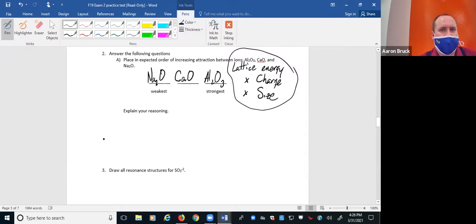Yeah, with a +3 charge is going to be the most attractive because it's got the largest quantity of charge. Calcium would be next with a +2 charge. Sodium would be last with a +1 charge.